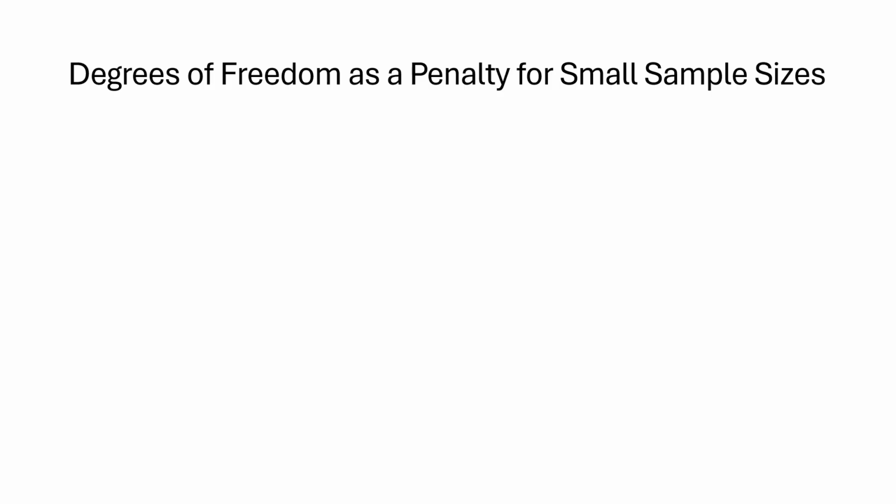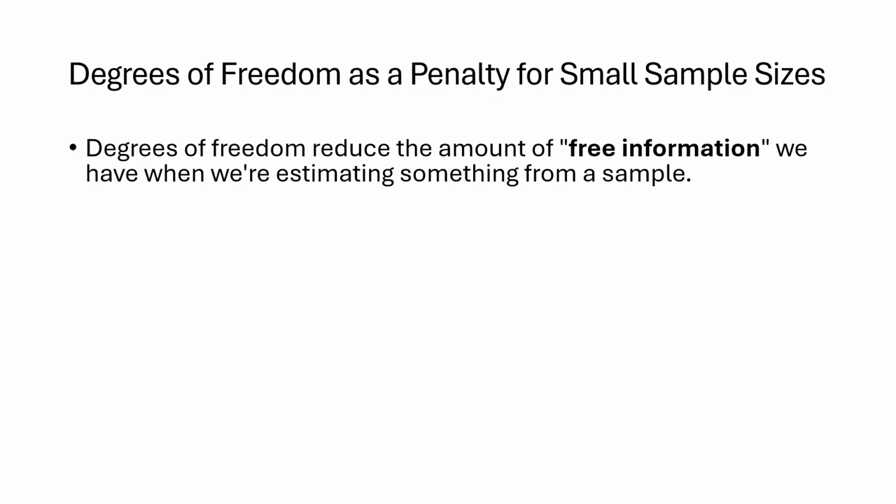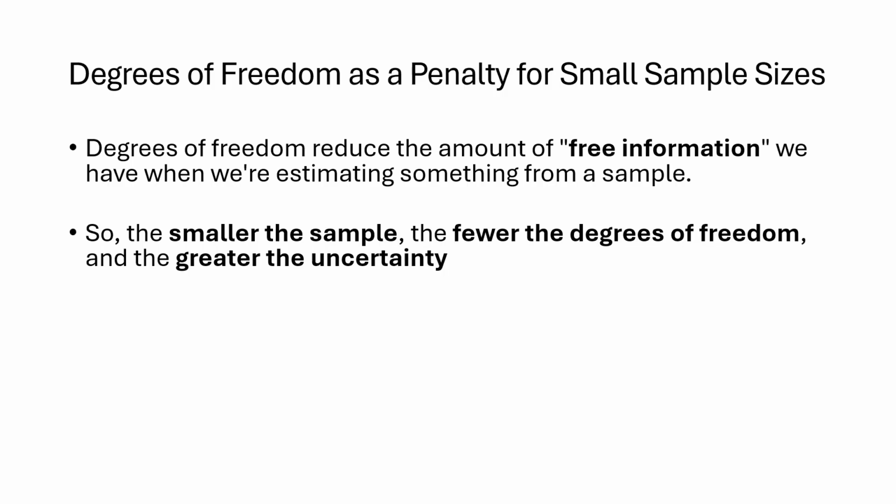Another way of looking at degrees of freedom is as the penalty of small sample size. Because degrees of freedom reduce the amount of free information we have when we are estimating something from a sample. So the smaller the sample, the fewer degrees of freedom and the greater the uncertainty.